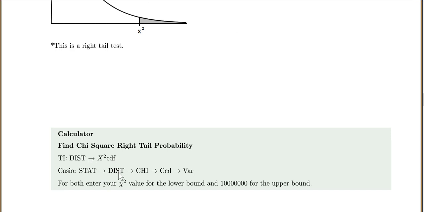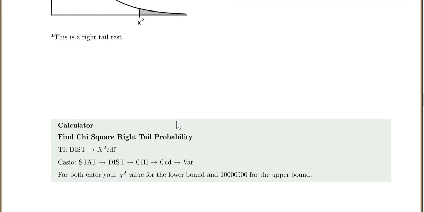So we'll be using the distribution instead of the test and looking for something that says chi-squared. Because it's a right tail test, you'll put your chi-squared value as your lower bound and then 1,000,000 or some big number for your upper bound.